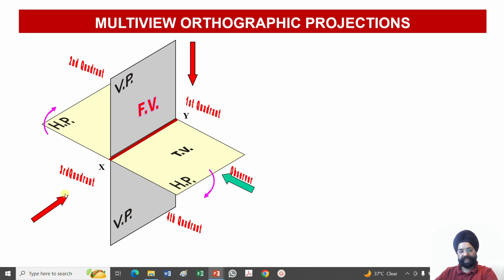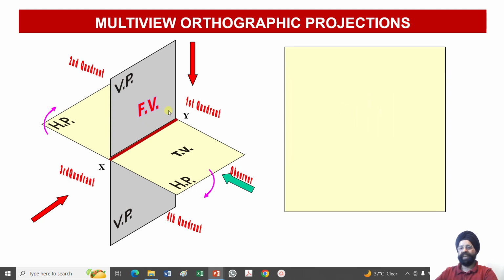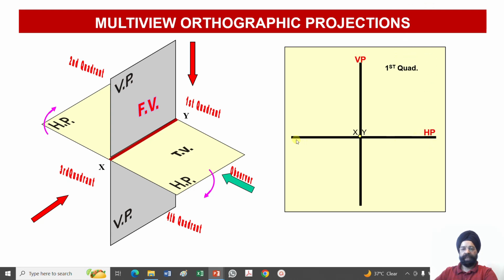And if we look at this from the side, this is the 3D representation of the quadrants. Same thing we can obtain as a 2D representation of the quadrants. Here you can see the XY line will converge to a point. This is my HP, this is my VP. This is VP, this is HP, this is the first quadrant, this is my second quadrant, this is my third quadrant and fourth quadrant. So if we want to use 3D representation, we'll use this sort of infrastructure. If we are going to use 2D representation of the quadrants, we are going to use this type of nomenclature.